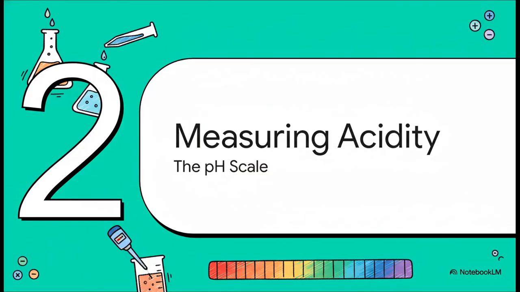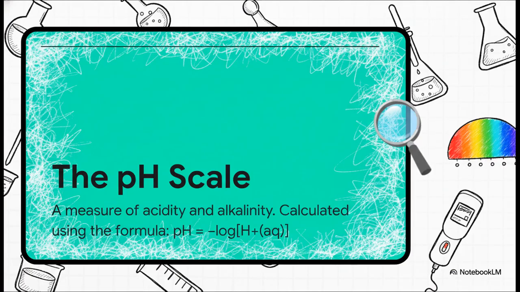So we've got the core concepts down. But how do we actually put a number on acidity? How do we measure it? Well, that brings us to our next tool, the pH scale. The pH scale. It's our go-to for measuring acidity. Now, the key thing to remember is that it's a logarithmic scale. That sounds fancy, but all it really means is that for every 1-point drop on the scale, the acidity actually jumps up by 10 times.